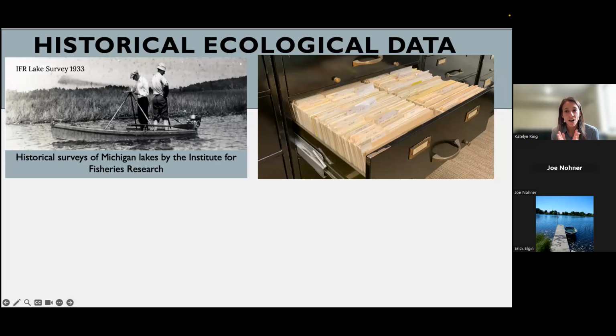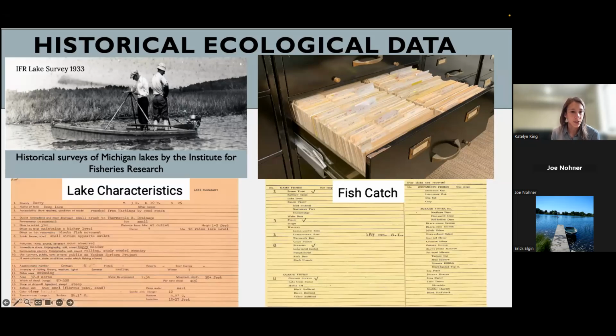However, these data are all in index cards, as you can see in the photo on the right. Every folder is a lake, and within each of those folders, there are a variety of index cards from the sampling events. And here's a few examples of what those cards look like. So they're super data rich.